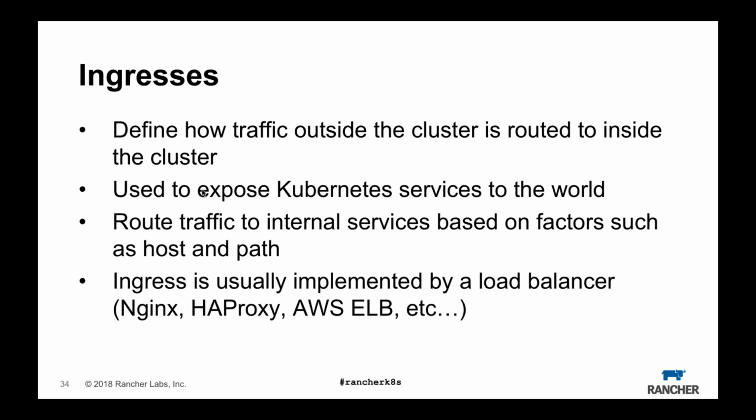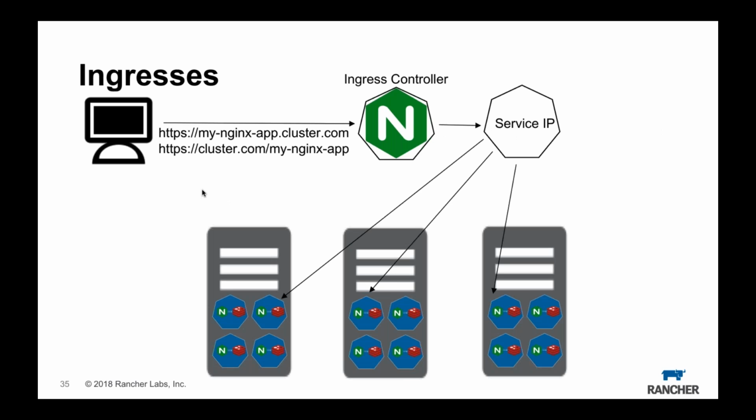There are many such ingress controllers which themselves are also load balancers. For example, Nginx, HA proxy, AWS ELB, and these components are available. Rancher 2.0 by default launches the Nginx ingress controller, which will keep on listening to the ingresses that you create via Rancher 2.0 and configure the Nginx LB accordingly.